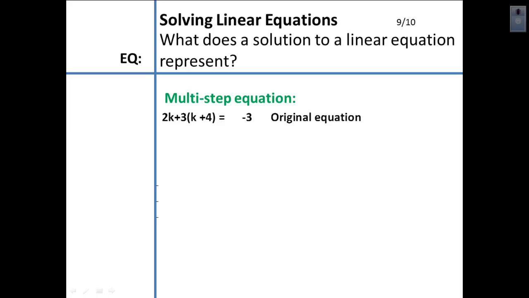We are going to look at how to solve multi-step equations. By now, you have learned how to simplify expressions, solve one-step equations, and solve two-step equations. This means we are going to use all of those skills in order to solve multi-step equations. We begin with our equation 2k plus 3 times the quantity of k plus 4 equals negative 3. What is the first step you think we're going to do?